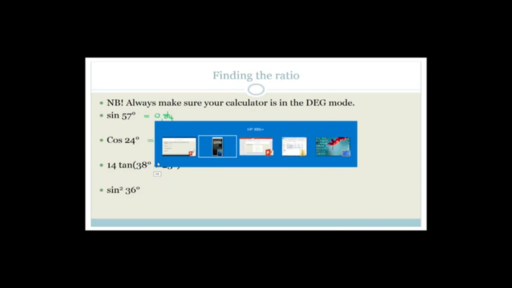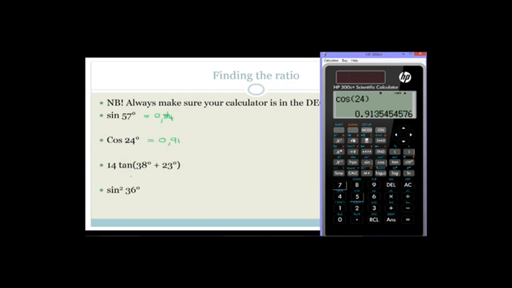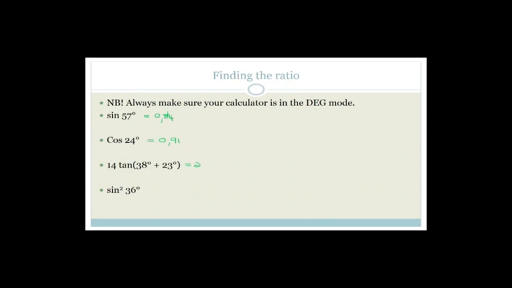Okay, this one looks a little bit more complicated, but that's only because it's got brackets. Again, we're just practicing how to do this on our calculator. So it's going to be 14 tan bracket. Oh, it's already given me a bracket, sorry. 38 plus 23, close bracket, equals. And the answer is 25.25666, whatever. Remember, we're looking to round off to two decimal places, so there's that 6, which we use to round the 5 up. So it becomes 25.26.